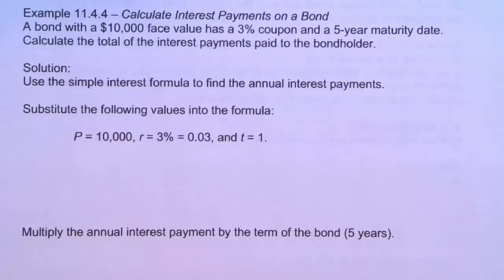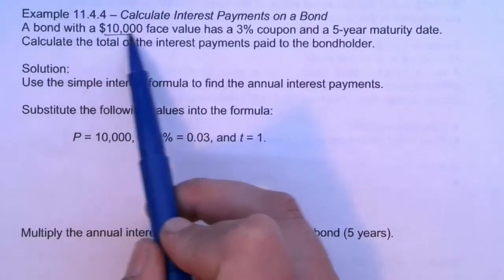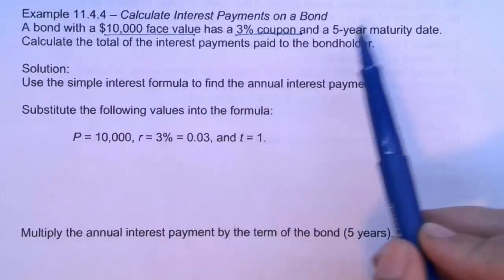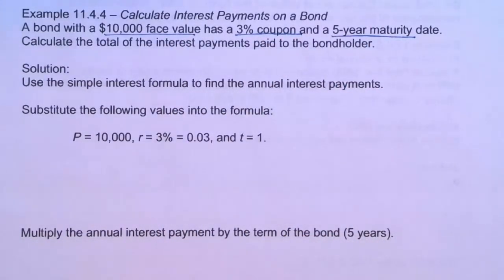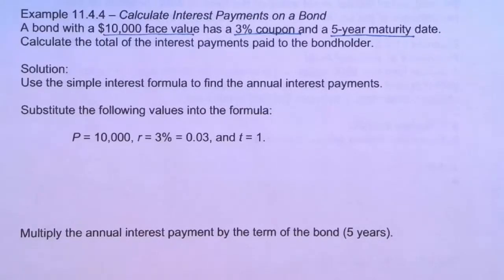Alright, now we're going to turn our attention to bonds. So bonds are, again, kind of based off of simple interest. So here we have a bond with a $10,000 face value, and we have a 3% coupon with a 5-year maturity date. We want to calculate the total of the interest payments to the bond holder. So what happens with a bond is you get an interest payment every time that you cycle through. So in our case, it's just going to be each year because it's annual interest payments.